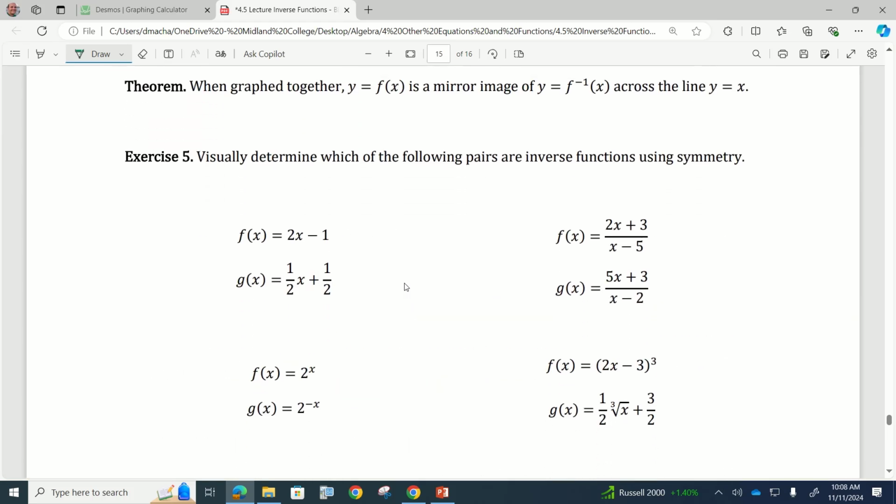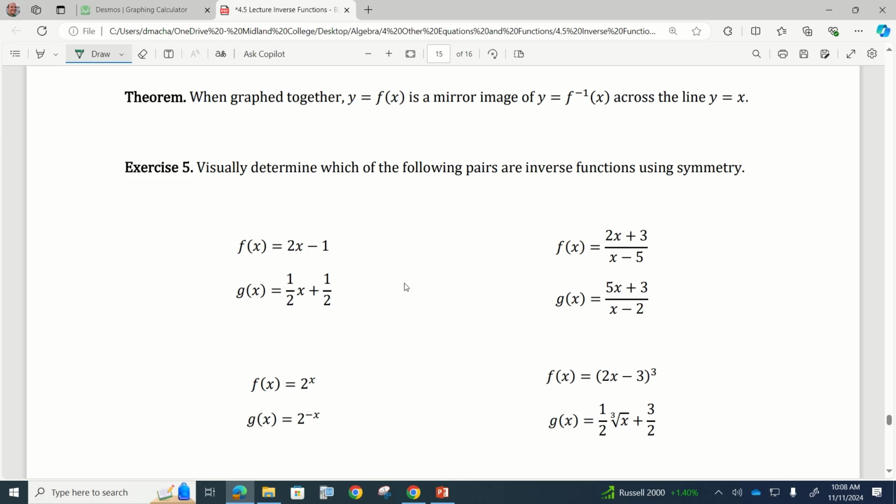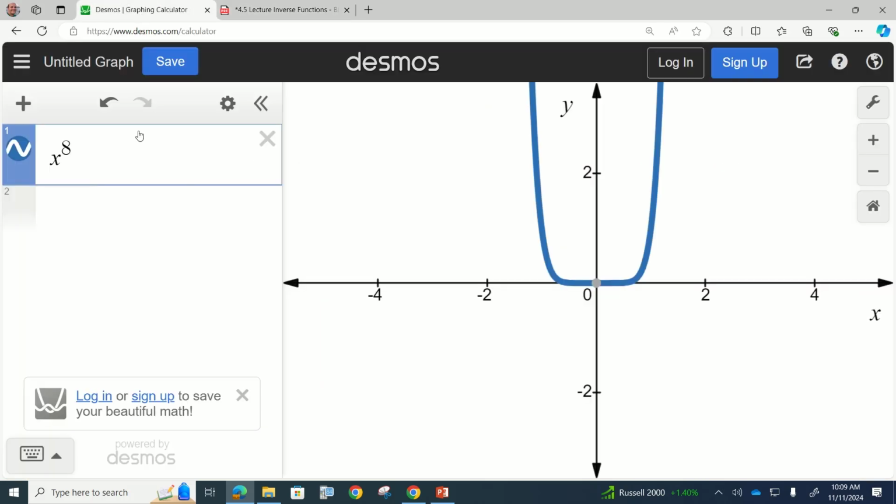Okay, new topic. If I graph together on the same xy plane a function and its inverse function, then these two functions are going to be a mirror image of each other across the line y equals x. And the line y equals x is a line that passes through the origin because the y-intercept is 0. And it has a slope of positive 1, so it's going up at a 45-degree angle through the origin. Let's see what that looks like.